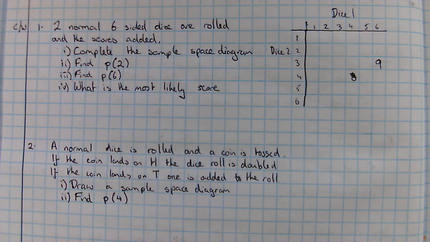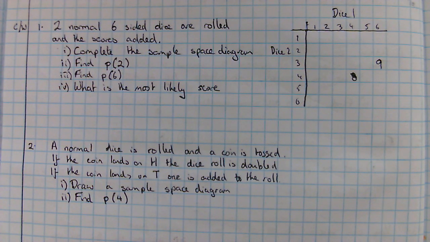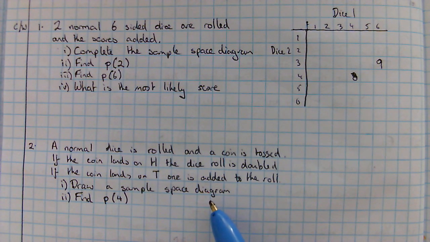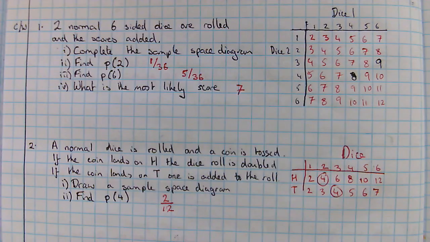Okay, 2 questions for you. On the first one, I've started the sample space diagram for you, so you can complete it and then find out your probabilities. Notice in this case the scores of the 2 dice are added together, they're not multiplied. The second one's a bit more complicated. You've got a dice rolled and a coin tossed. If the coin lands on heads, the dice roll is doubled. If the coin lands on tails, 1 is added to the dice roll. It asks you to draw a sample space diagram and then find the probability of getting a total score of 4. Pause the video now while you have a go at the questions, and then when you're ready, press play and you can look at the solutions.